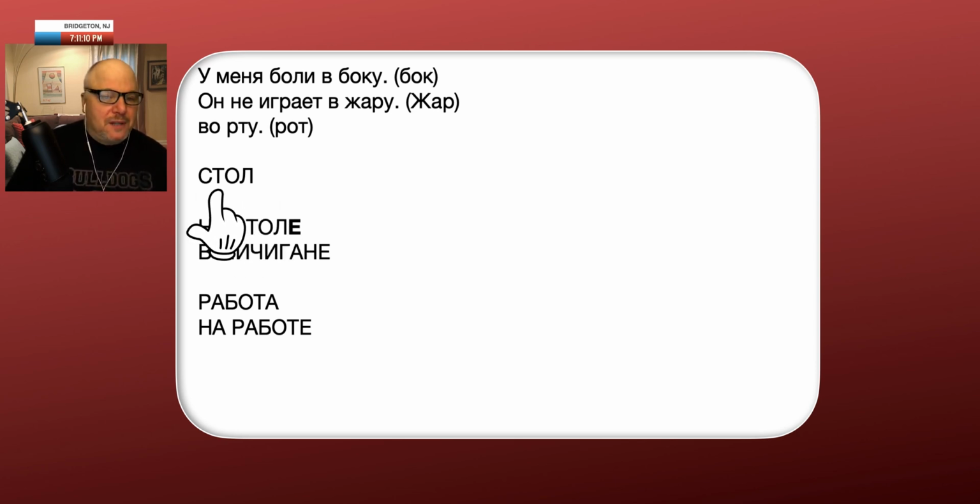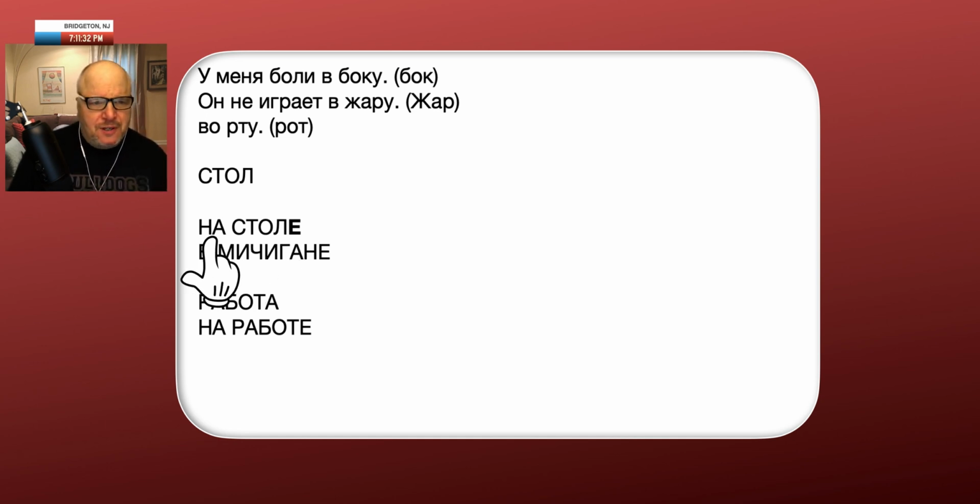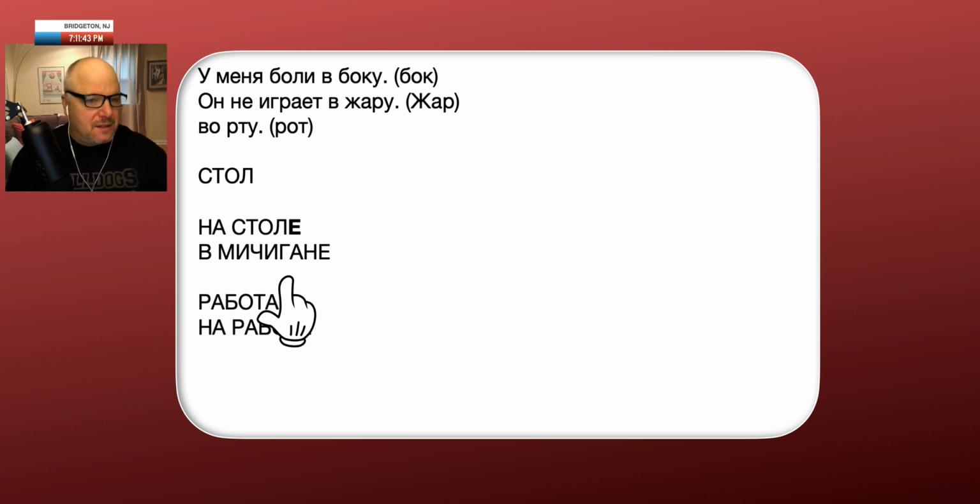Stol, that means table. So na stole usually means on the table, something being on the table. When you translate, sometimes it can mean at the table, like certain things are at the table, but not people. They use a different preposition, a different case for that. But na stole means on the table. Michigan is a state in the United States. V Michigane, in Michigan.